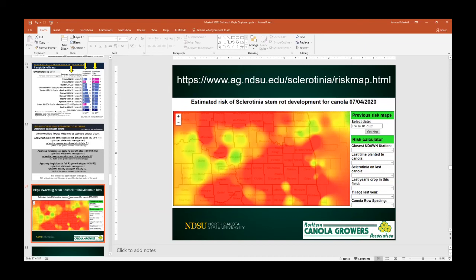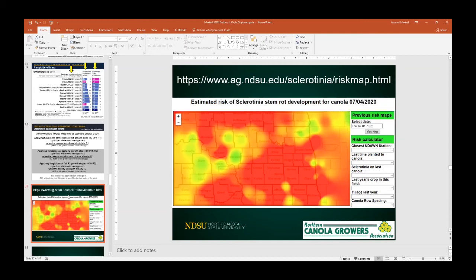Things like that. And when you are hot for sclerotinia or at risk, it's red. And when you're low, it's green. And anything between that is shades going from green to red. And so here I just pulled out the image from the 4th of July. It's a great day.